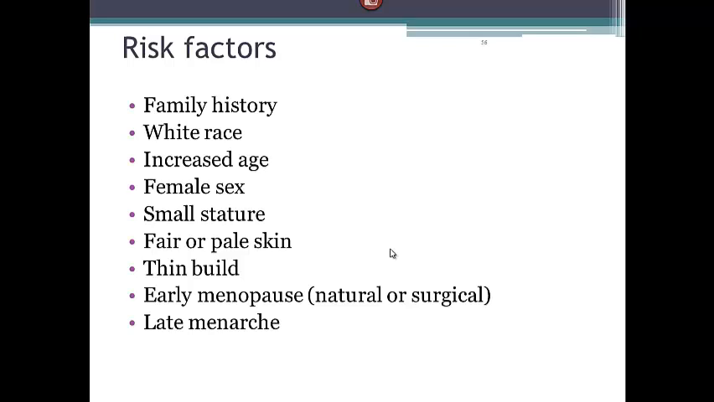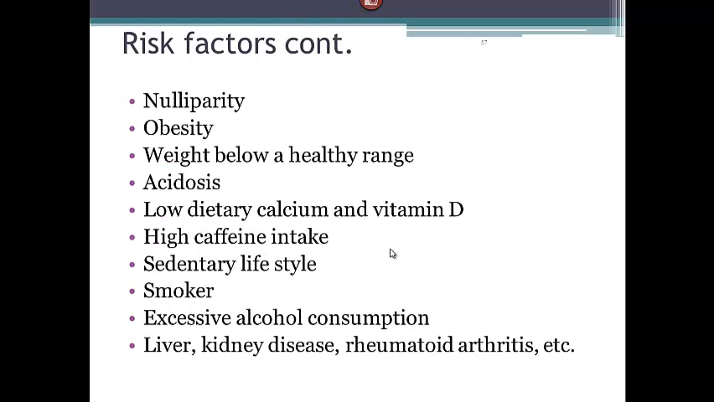Risk factors for this: there's family history, white race, increased age, female sex, small stature, fair or pale skin, thin body build, early menopause, and late menarche. Other risk factors: nulliparity, so the less amount of estrogen containing hormones is a high risk for osteoporosis. Weight below the average, metabolic acidosis, any type of low calcium or vitamin D.